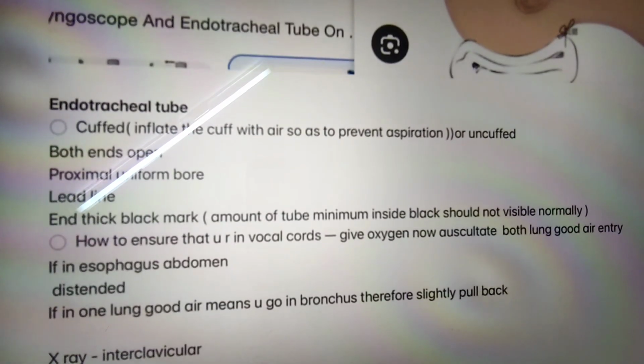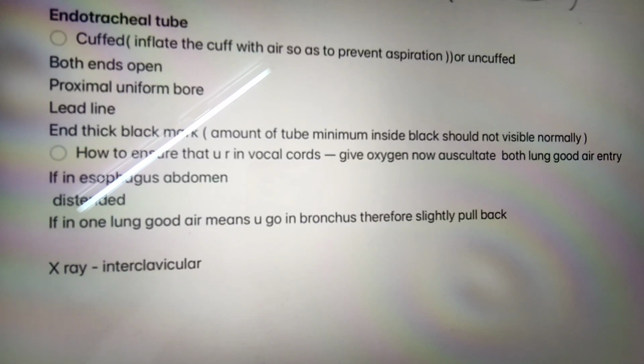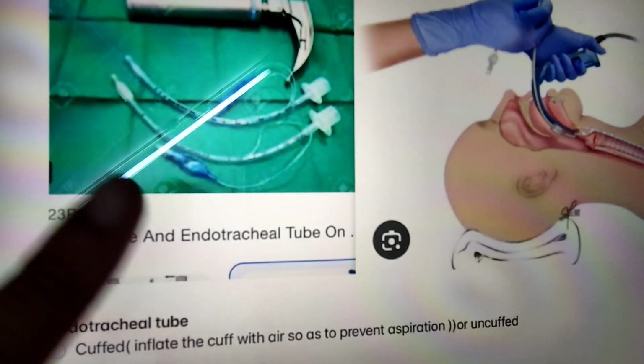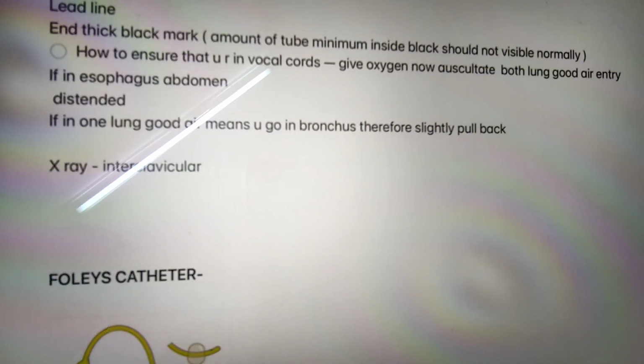The definitive confirmation for this is X-ray. The position is in between the clavicles. The endotracheal tube should be present in between the clavicles. Now you will tell me how you can see the endotracheal tube on X-ray. As I already told you, this is because of the lead line, right? The lead line is present on the endotracheal tube, which is visible on X-ray, and this will help.